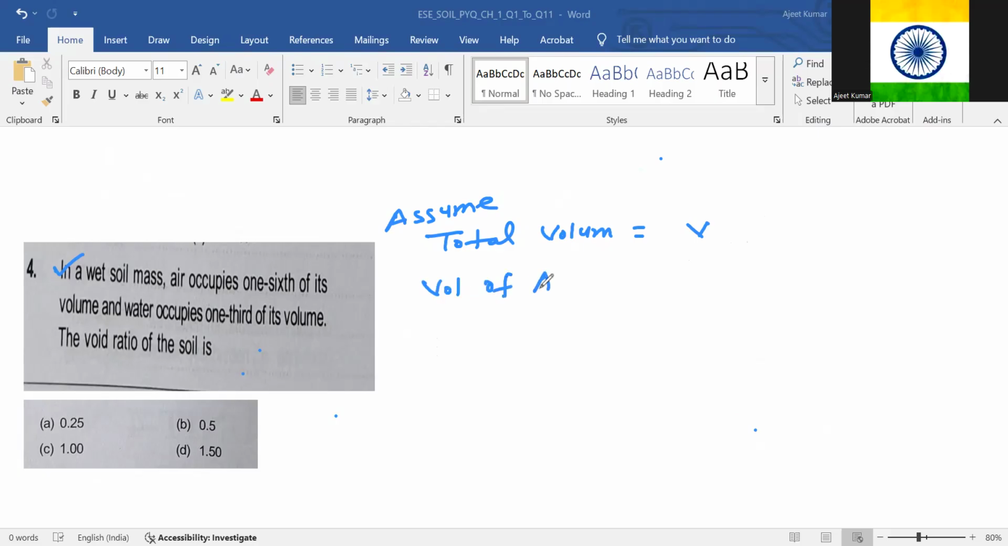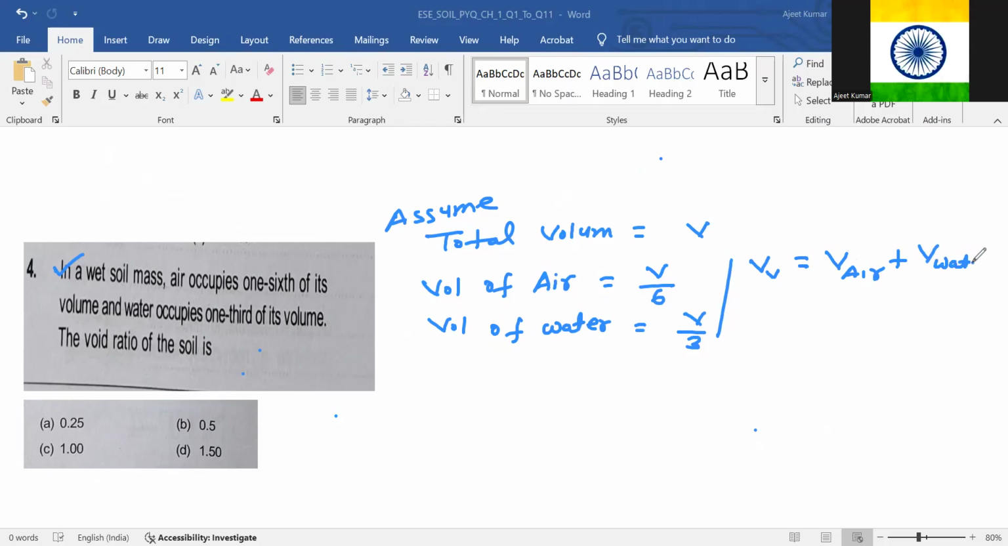So volume of air is equal to what? Air occupies 1/6 of the volume, so V by 6, and water occupies 1/3, so volume of water will be V by 3. So volume of void Vv is equal to volume of air plus volume of water, V by 6 plus V by 3, which is equal to V by 2.